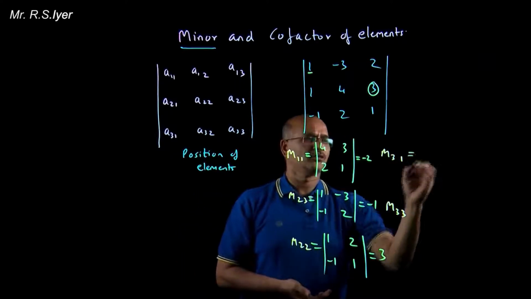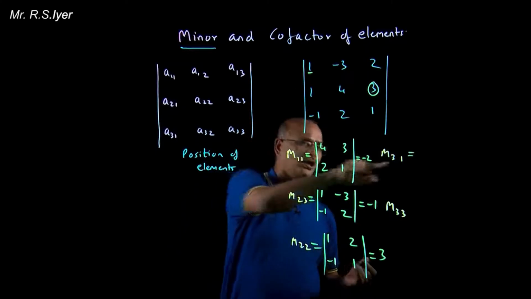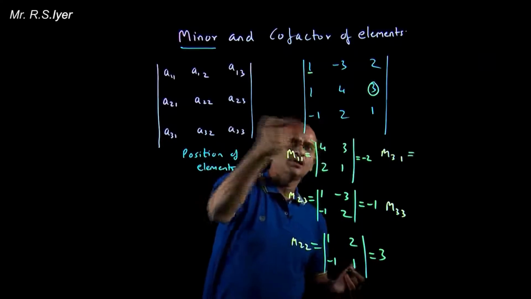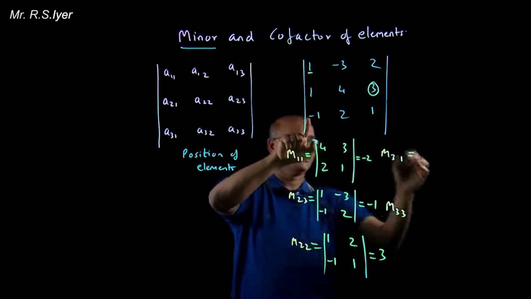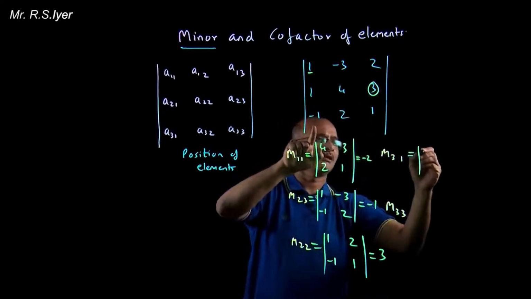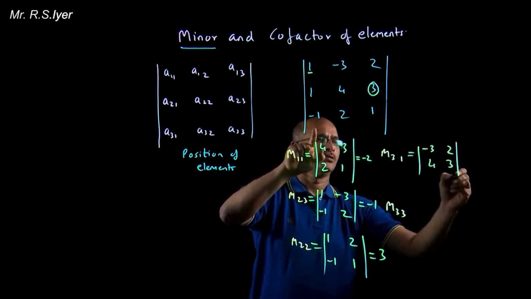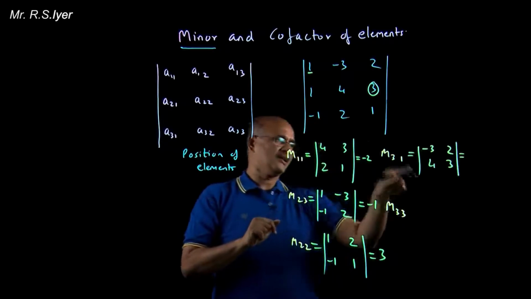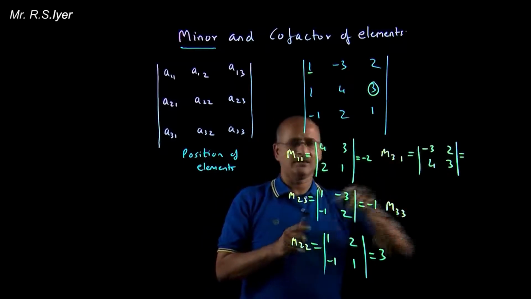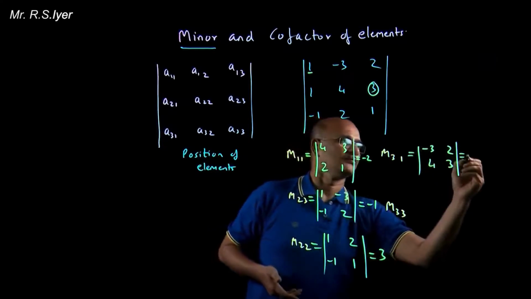Now similarly let us go with 31. What is 31? Third row and first column. What is the minor of this? Leave this row and leave this column. So that is nothing but minus 3 2, 4 and 3. Can you tell me what will be there? Minus 9 minus 8, right? Minus 9 minus 8 is how much? Minus 17.